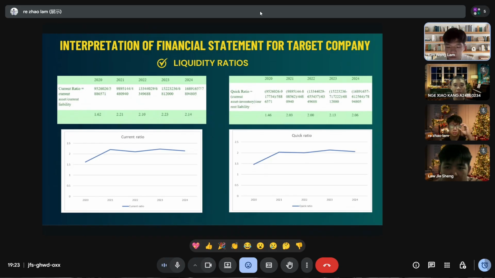Similarly, the ratio improved from 1.46 in 2020 to 2.03 in 2021, showing stronger liquid asset management. It experienced a small decline in 2022, but rose again to 2.13 in 2023 before slightly decreasing to 2.06 in 2024. Overall, the target company maintained a strong liquidity position throughout the period.